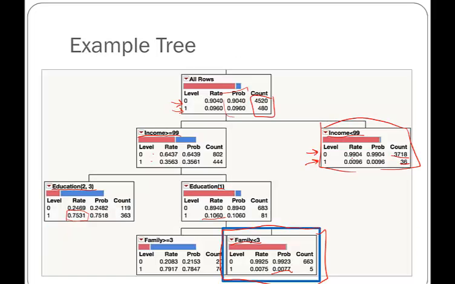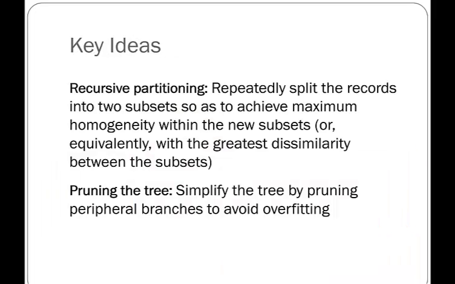And you see there are other rules. Everywhere we have a terminal node, there's a rule. And if family is greater than 3, everything else being the same, then there's a high probability of them accepting, 79.17%.